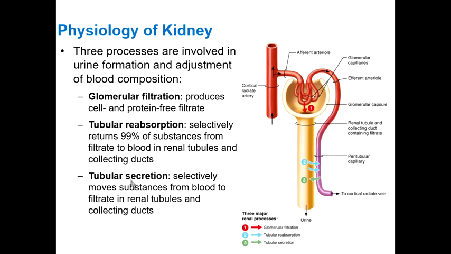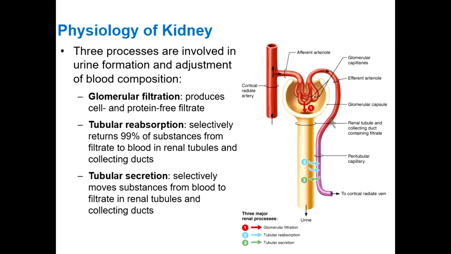We have something called tubular secretion. That's a selective process that's going to move substances from the blood to the filtrate in the renal tubules, even in the collecting ducts. So here's our kidneys saying, you know what, we need to get rid of a little bit of this or a little bit of that. This is a fine-tuning step where even though almost everything got put back in step 2, some of it gets actually returned to the filtrate in step 3.